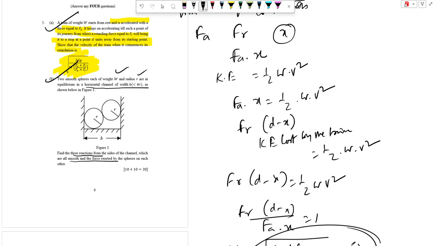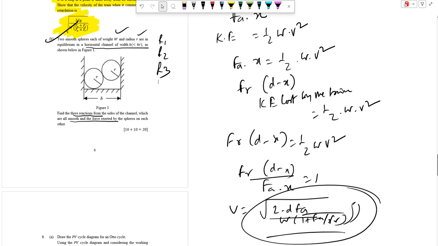So let the reactions be R1, R2, R3, with R1 and R2 acting on the same sphere, and let the force exerted by one sphere on the other be force F. For the equilibrium, R2 plus R1 equals W, the weight of the sphere, and R1 equals F, that is Newton's third law.